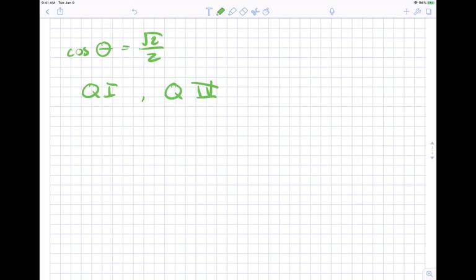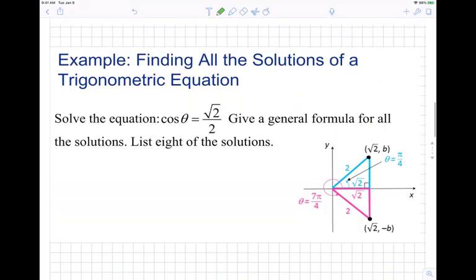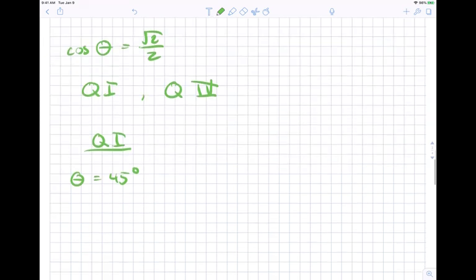Now let's just focus on quadrant 1 first. Can you tell me cosine of what angle gives us square root of 2 over 2? Yeah, 45 degrees, right? So in quadrant 1, that would be 45 degrees. More than likely we have to do this in radians, so we'll convert to radians at the end. Let's do everything in degrees first. So that's the quadrant 1 solution.